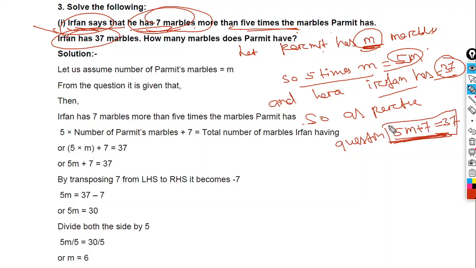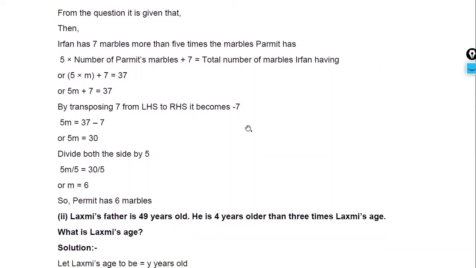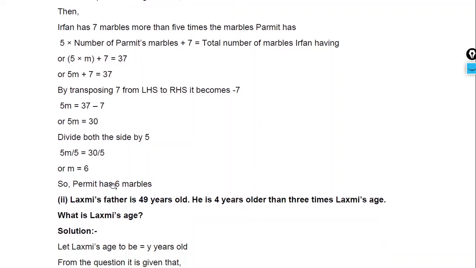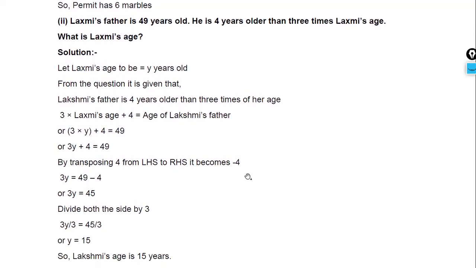Now we will move to the solution part. You know how to solve; we have solved several questions. Now you solve it by yourself. I will just say first transpose plus 7 to the other side, then divide by 5 on both sides. Try it by yourself. The answer will be 6 marbles. Now we will solve this one.